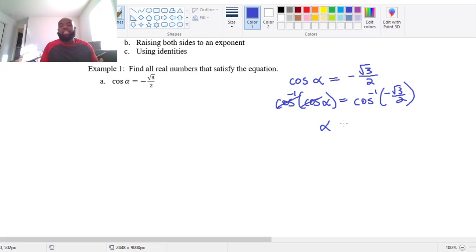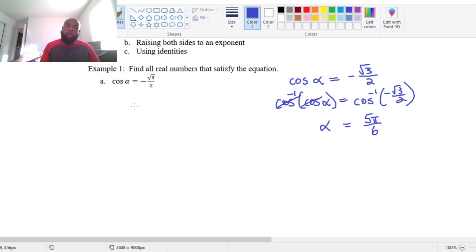And so when we use this method here, we get that cosine inverse has a range of 0 to pi. So we have to find the angle between 0 and pi that has a cosine value, or an x-coordinate on our unit circle, of negative square root of 3 over 2. That happens at 5 pi over 6. All right, and so this is the problem with using our cosine inverse function to solve this equation, right? Because this is not the only angle that works.